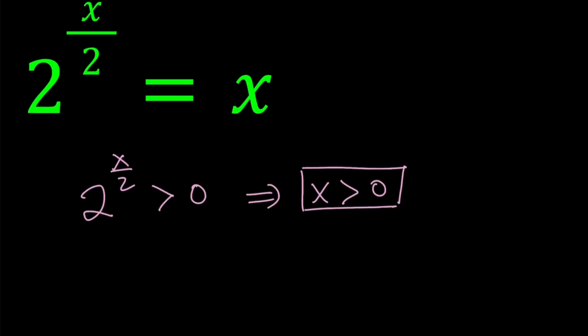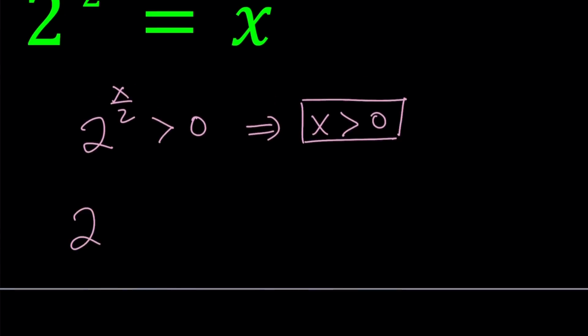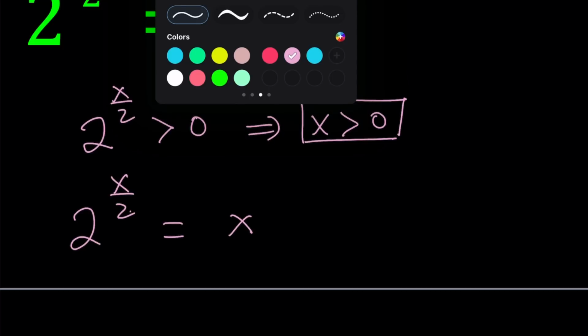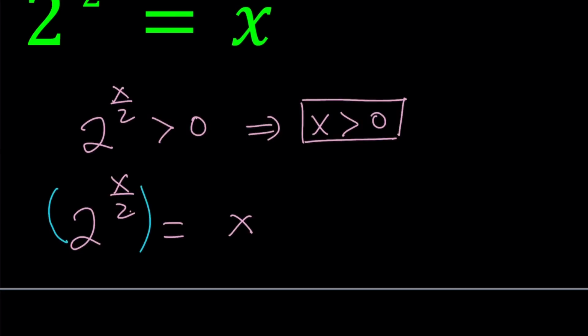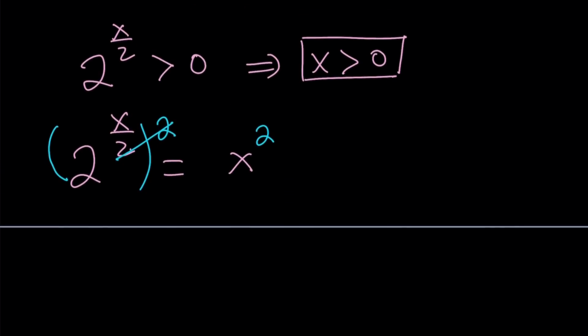So under these conditions, we can go ahead and take this equation and raise both sides to the power 2, because we want to get rid of the 2 in the denominator. So let's go ahead and raise both sides to the second power. And the 2 is going to cancel out because exponents are multiplied. And this gives us 2 to the power x equals x squared. By the way, I did make a video on this a while ago. You can also go ahead and check that out here.